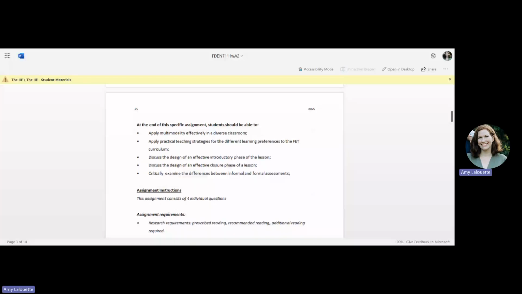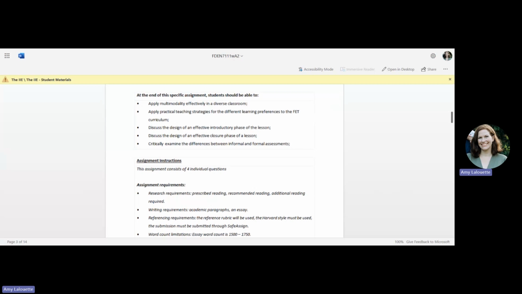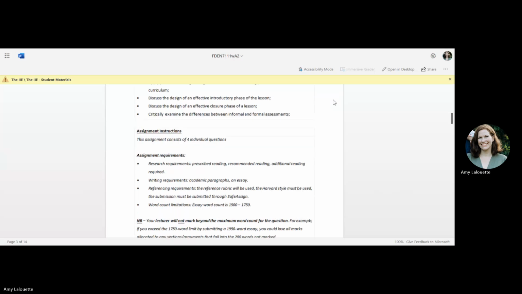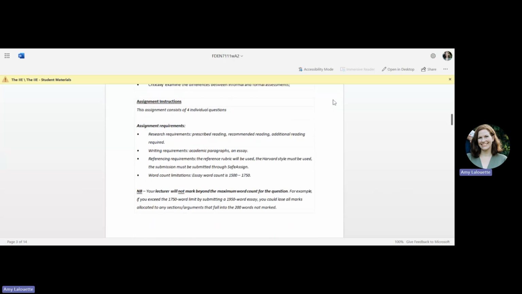Practical teaching strategies for different learning preferences, the design of an effective introductory phase of a lesson, the design of an effective closure phase of a lesson, and how to critically examine the differences between informal and formal assessments. So there are 4 questions.